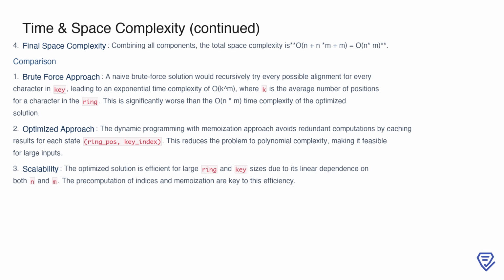In contrast, the dynamic programming approach with memoization avoids redundant computations by caching results for each state, ring_POS, key_index. This brings the time complexity down to O(n*m), a polynomial time complexity that is manageable even for large values of n and m. This scalability makes the optimized solution much more effective for handling larger input sizes.